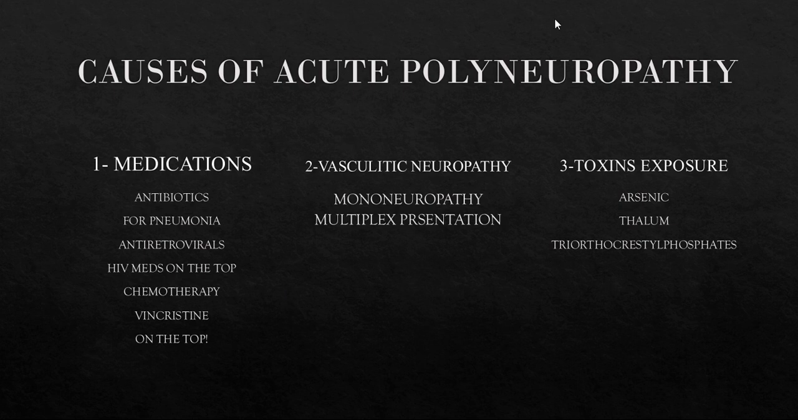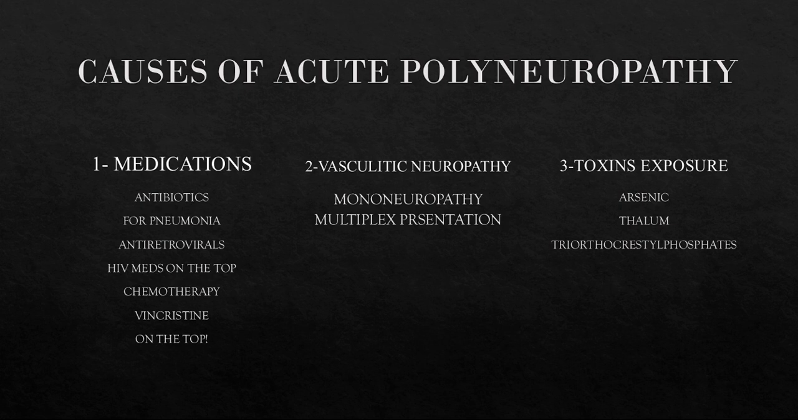Scenario number two: you come to the ICU, you do the EMG, and you find a presentation of mononeuropathy multiplex. If you find that presentation and the patient has a history of vasculitis, there's a very high possibility that the patient is developing an exacerbation or an attack of vasculitic neuropathy.